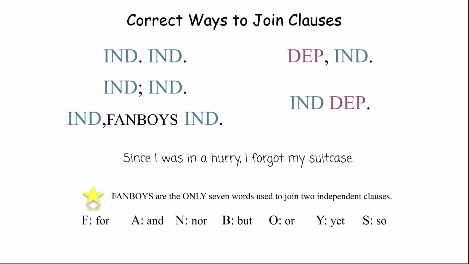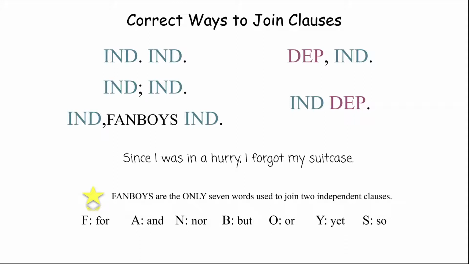Other ways that we can join clauses is probably the most basic, independent period. It's just like two complete sentences. We could do independent, semicolon, independent. A semicolon can only be used in between two independent clauses. It is used the same as a period. You'll never have to pick between those two. And just remember, it has to be two independent clauses on either side.